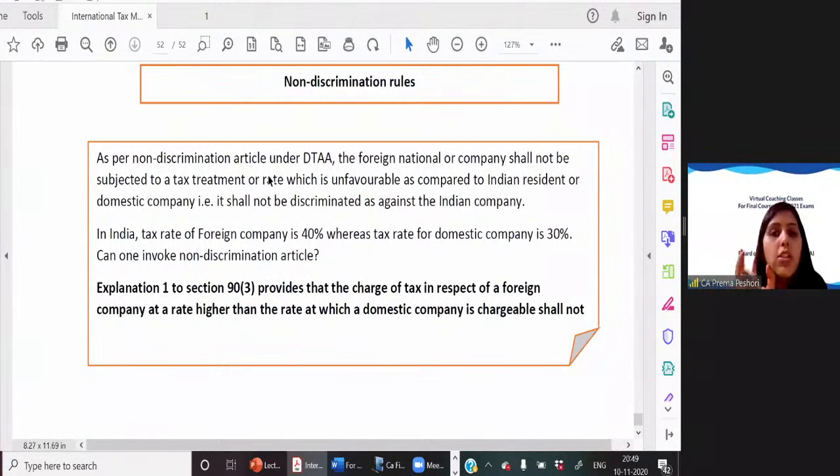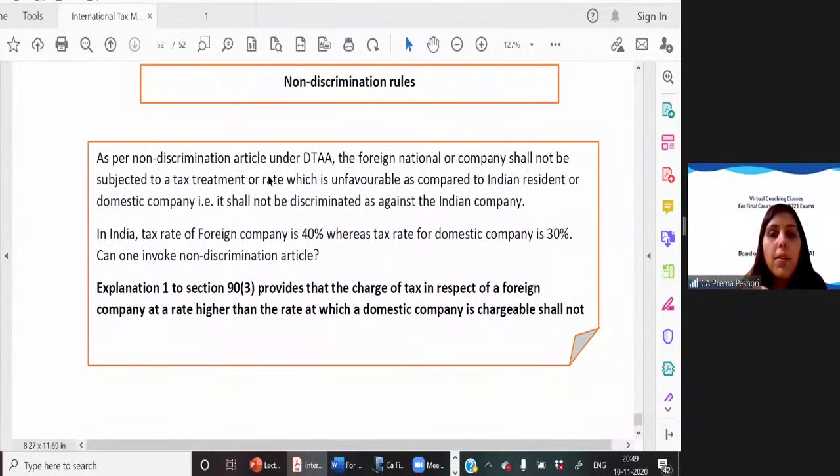Because tax treaties generally have a clause of non-discrimination. What does this clause provide? This clause under tax treaty provides that a foreign national will not be treated less favorably or discriminated against as compared to the resident of that country. So there is a non-discrimination clause always in every treaty which says that a non-resident or a foreign company will not be discriminated against when you compare it with a resident company.